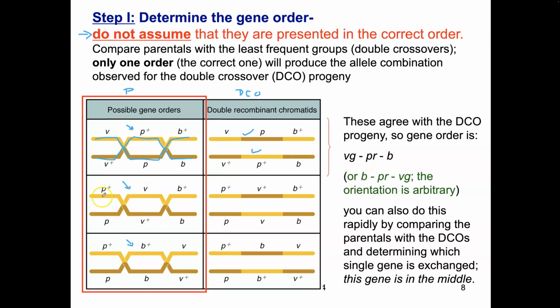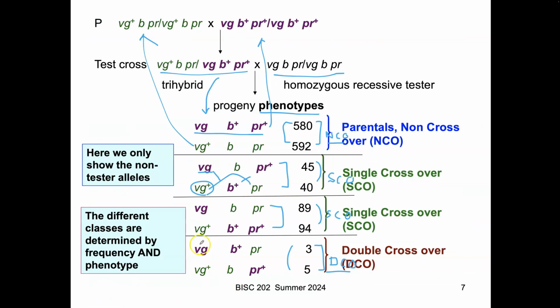And if we were to look at these ones, then the categories we get, for example, if vestigial was in the middle, the double crossover classes would give us all the wild types on one chromosome and all the recessives on the other. And if we look back, that's definitely not what we would get. In fact, that's what we get for the single crossover class. So we know that's not the right order.